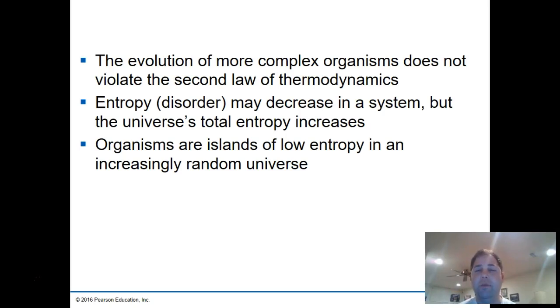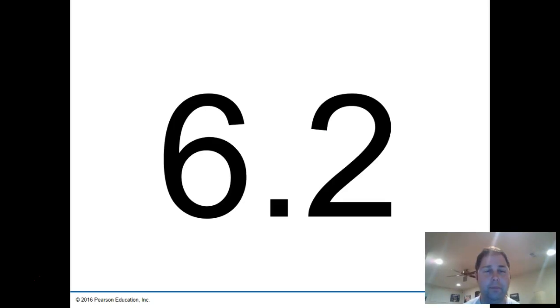So even though a small system might decrease in entropy, the total entropy of the entire universe is still going to increase. So you, as an ordered island of low entropy, go through your life creating lots of disorder. You create lots of heat, you create lots of messes, you eat lots of food, you break down lots of molecules. So it all balances out, and it has to balance out due to the second law of thermodynamics.